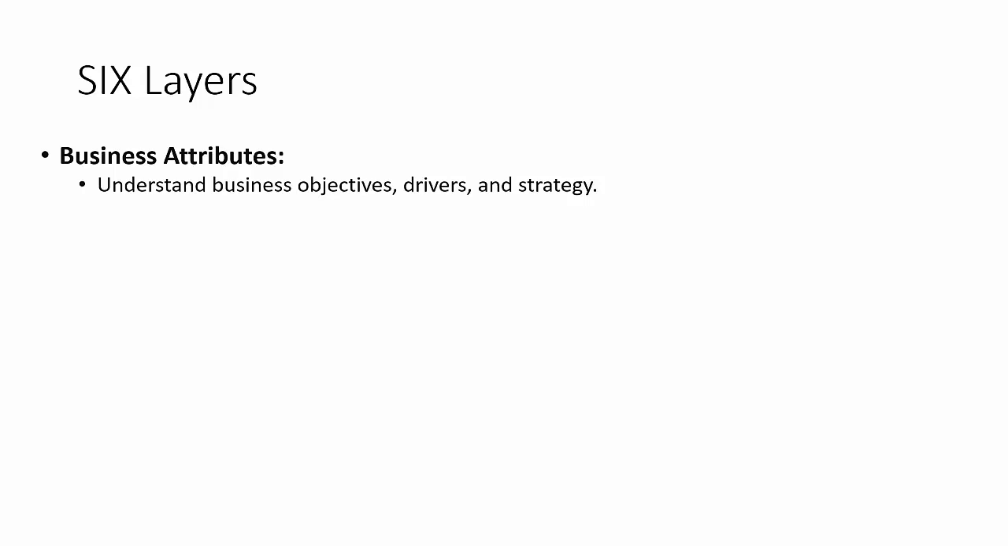Okay, actually it is not a layer. First is contextual, but we always say first is business attribute, because business attribute is very important. Any architecture you want to adopt, first you need to understand the business objectives. You need to understand the drivers like regulatory, and you need to understand strategy. So it is good to have a meeting with the business owner, the business custodian, and the data privacy officer to understand the requirement.